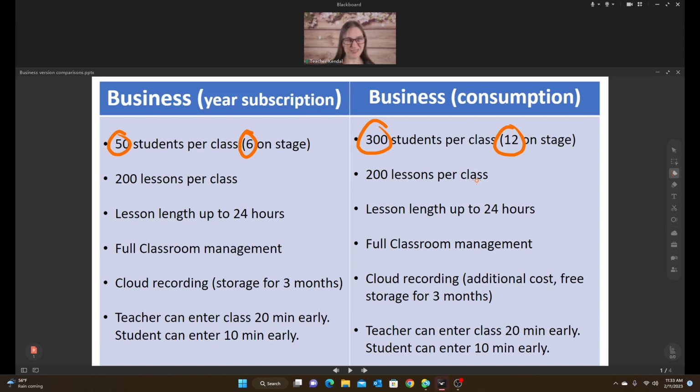You might think, well, I don't need that many students on stage, but this could open up options for you to do group lessons or a once a month big group where you charge the students to have a group lesson and you can talk about conversational skills. There are so many options available for that. So you might not need it, but it's there if you decide to use it in the future.